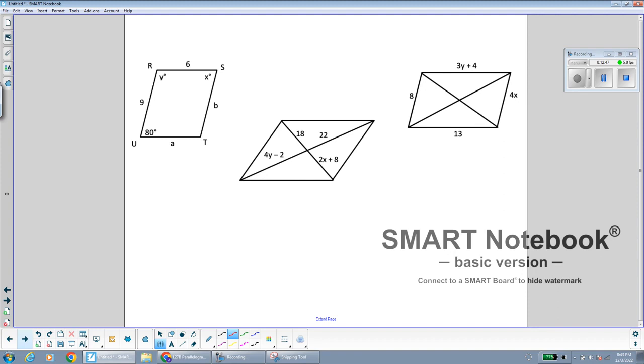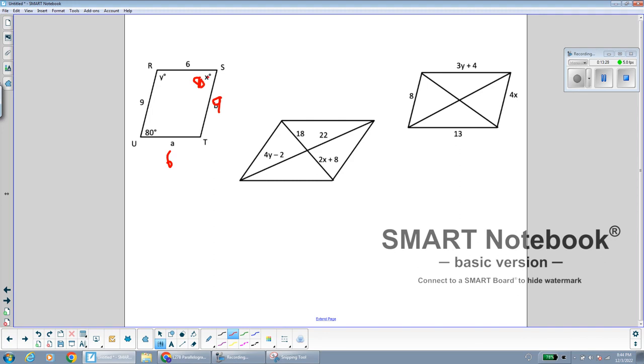Here we have some numerical examples. So let's assume that in each of these examples, the given is that we have a parallelogram, so that way we can use all of the properties that we know about parallelograms. So in the first example, since the quadrilateral is a parallelogram, I know that the opposite sides are congruent to each other. So if RS is 6, UT also has to be 6. If RU is 9, SU also has to be 9. Looking at the angles, I know that opposite angles are congruent. So if this angle is 80, the one across from it also needs to be 80 degrees.